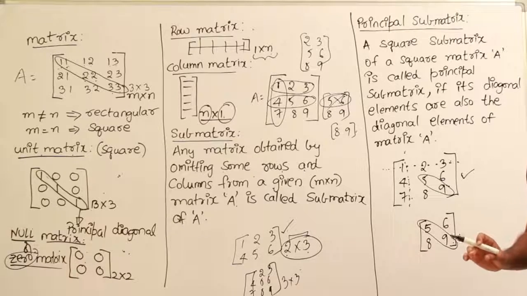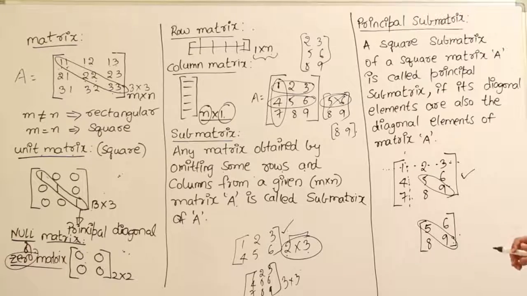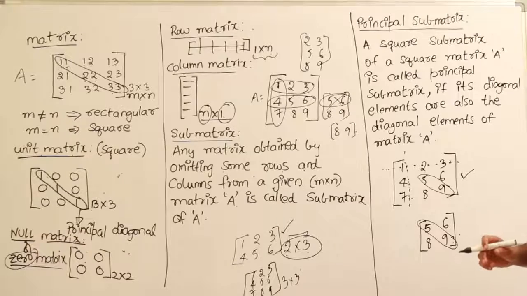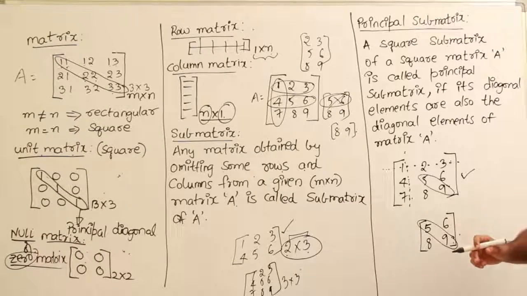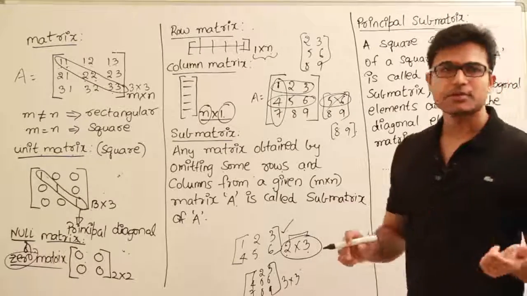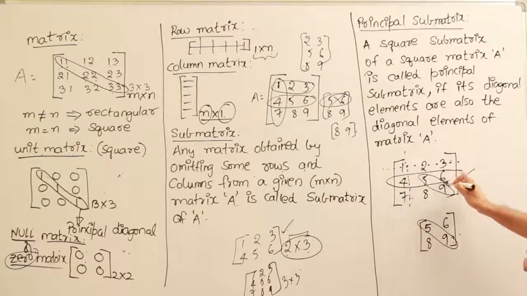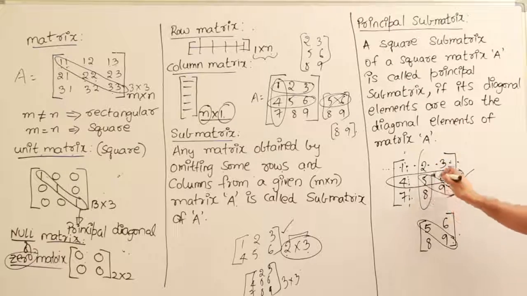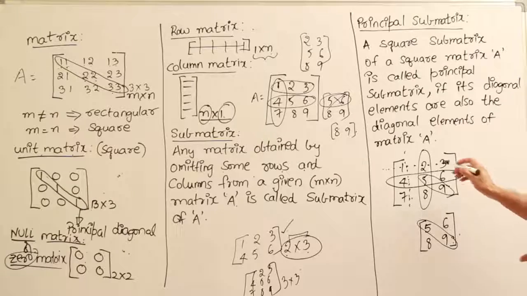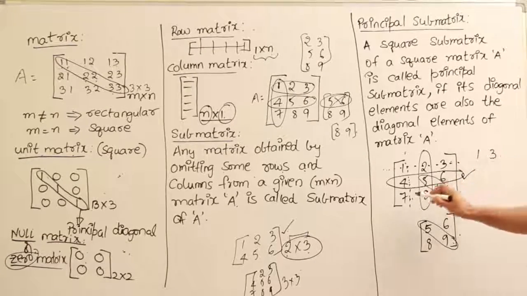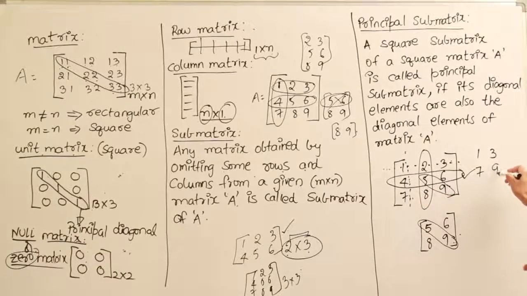So let's do one more example. I want this point to be clear because it is very important later on. Let's eliminate the second row and second column, right? Then see what submatrix we get, and then we shall see whether it is a principal submatrix or not. So this is the second row, and this is the second column. Now when we eliminate the second row and second column, what is the submatrix that we get? The submatrix that we get is 1 3 7 9, right?